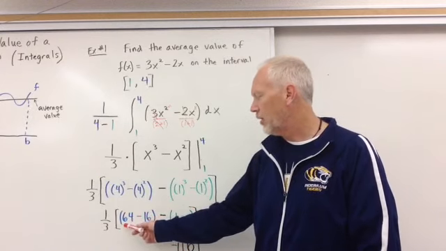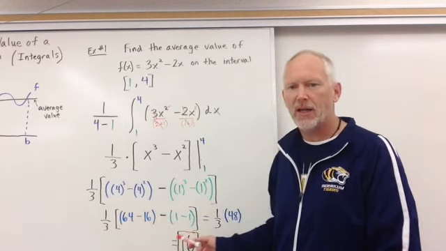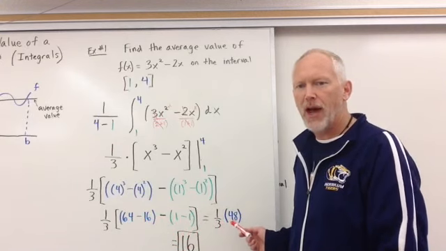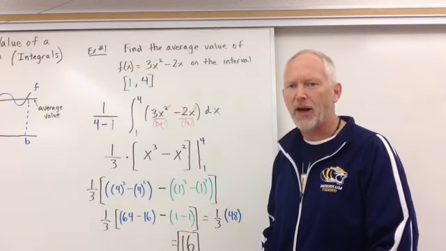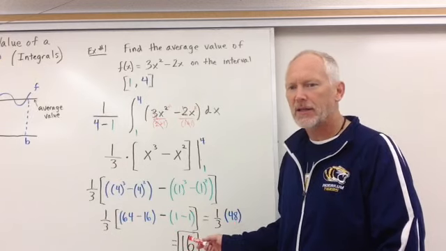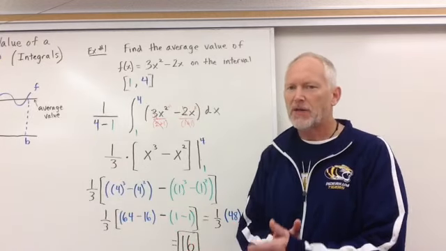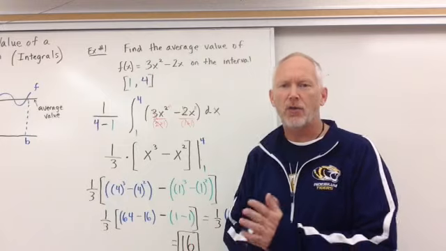So then basically what we're looking to do is 64 minus 16 is 48, so 1/3 times 48. 48 divided by 3 is 16. So that's basically it. It's not too hard.